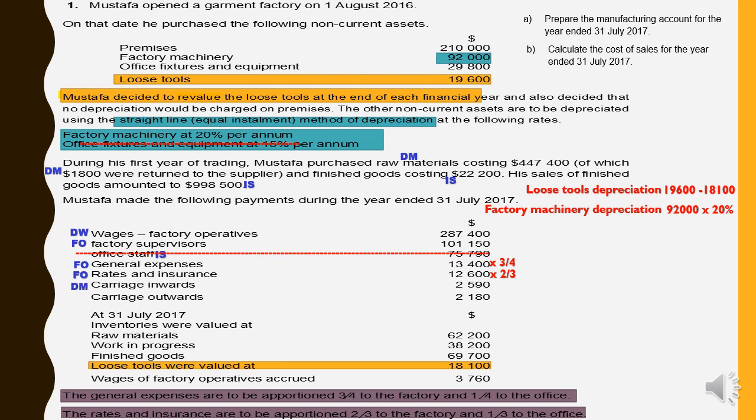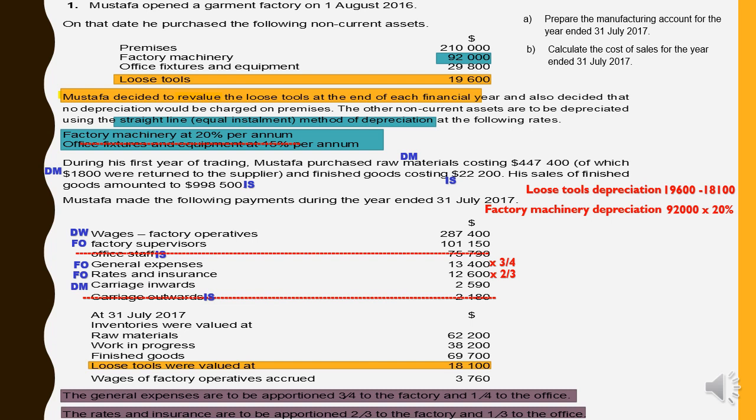Carriage inward, yes, DM. Why is carriage inward direct material? Because the carriage inward is for the direct material. We buy the direct material, so they need to bring it in, right? So the carriage for that particular material will be in direct material. Carriage outward will be income statement, so we just cancel it because we are not doing the income statement.